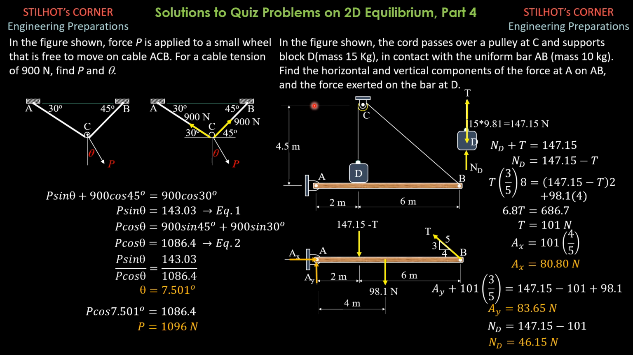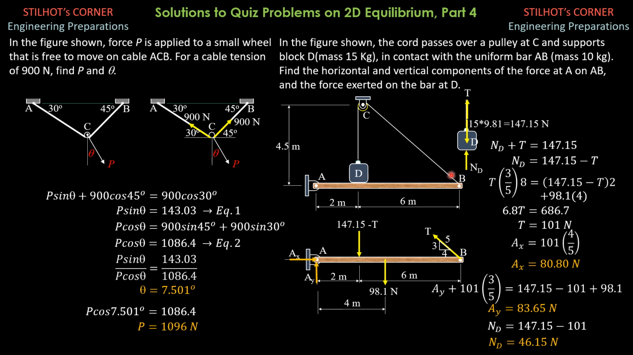Then for the second part, in the figure shown, the cord passes over a pulley at C and supports block D of mass 15 kilograms in contact with the uniform bar AB with mass 10 kilograms. So find the horizontal and vertical components of the force at A, that is AX and AY, on bar AB, and the force exerted on the bar at B. So the contact force between D and this horizontal bar.